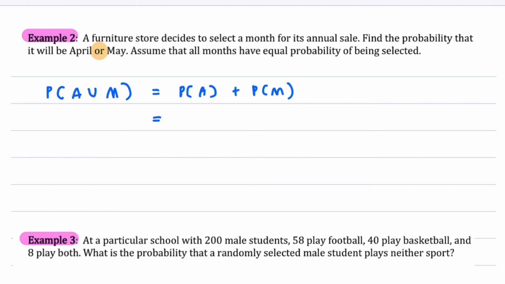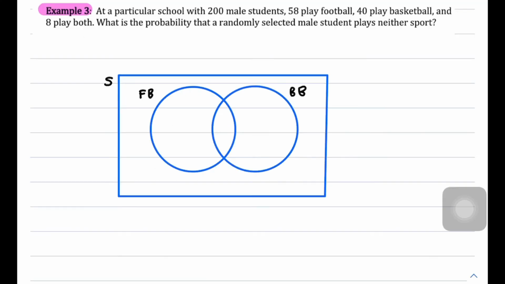So to find the probability of April, you will have 1 over 12 plus the probability of May, also 1 over 12. Add both values, you have 2 over 12. Simplify further, 1 over 6. That is your answer. Okay, move to example number 3.